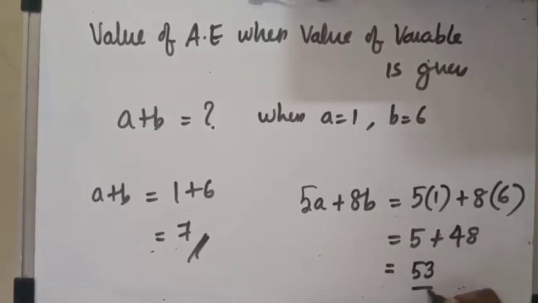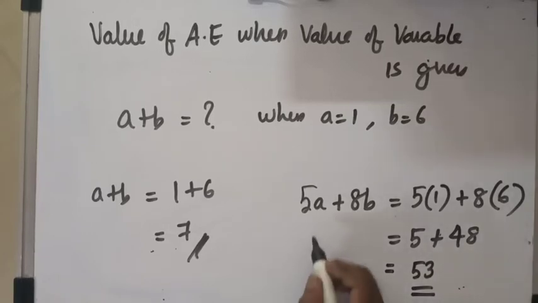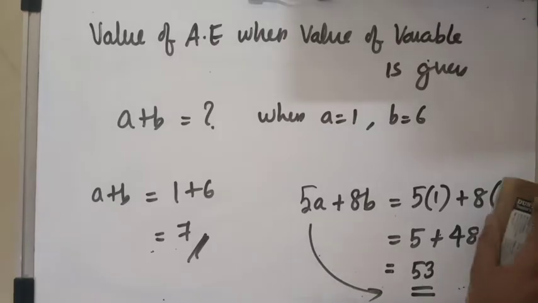So it's 53. Okay children. So this is how you will be solving when the value of the variable is given to you. Okay children, I hope you understood how to solve. So we'll be moving further and we'll be learning something more.